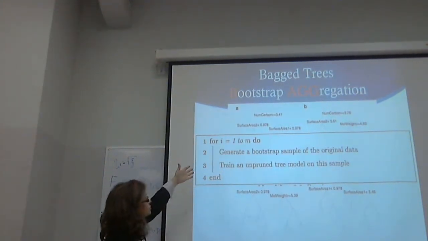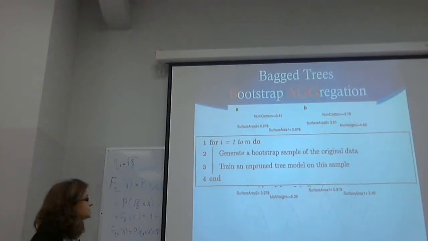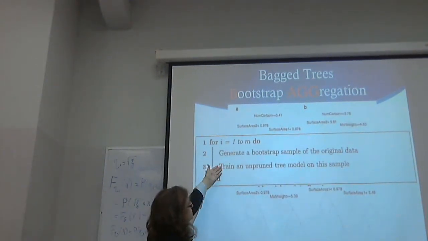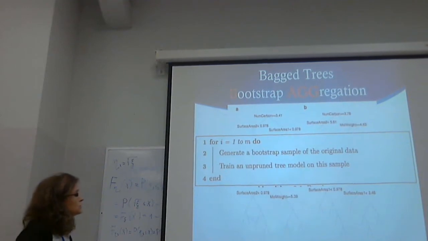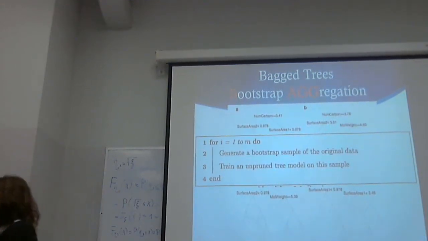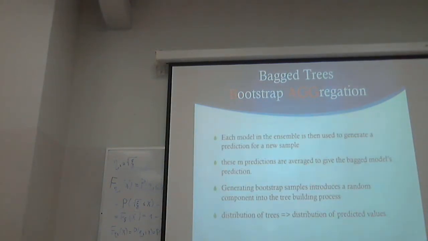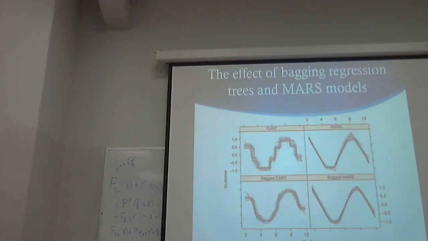You generate a bootstrap sample from the original data and then train a tree model on the sample. You do it m times, so you generate many trees. And that's what I told you. So you can do bagging.